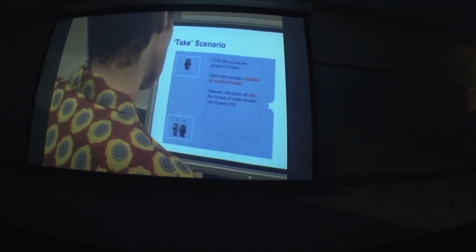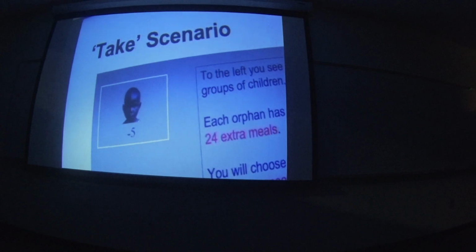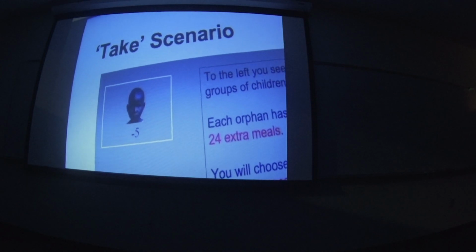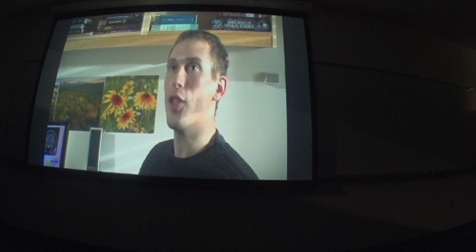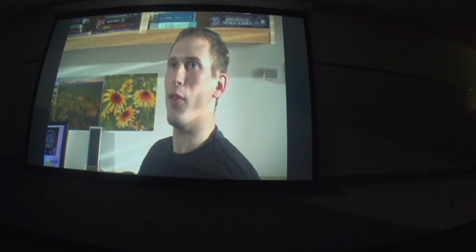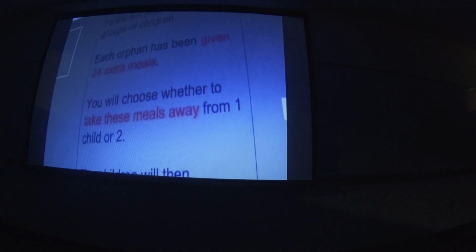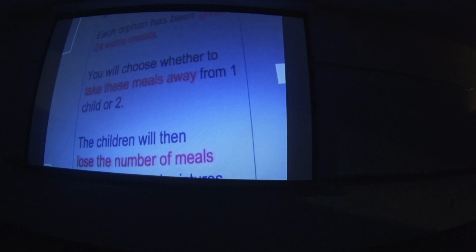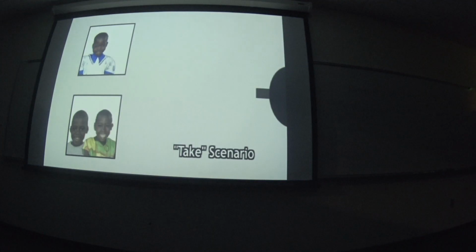We also have what we call the take scenario, where we take away meals from kids. At the beginning of the experiment, we endowed each of the kids with a certain amount of meals, and subjects will be making decisions about taking away from those meals. So they have to decide: do I take 10 meals away from this kid, or do I take 6 and 6 meals away from those two kids? And that makes the decision even harder, because now they will be harming kids by taking away meals.